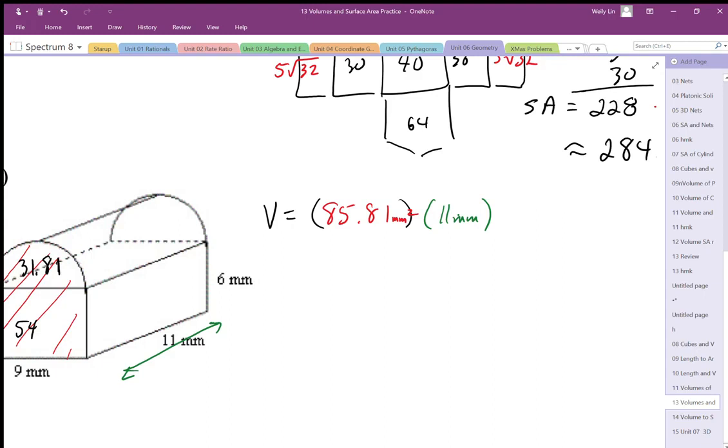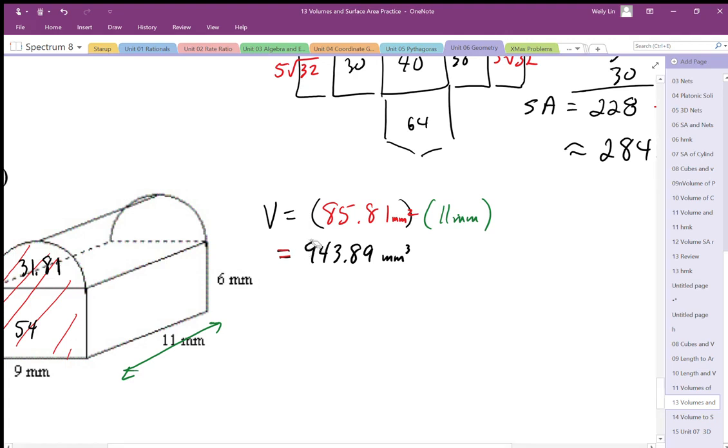Okay, so 85.81 times 11 gives me a total volume of 943.89 millimeters cubed. Now, if you're off by a little bit, that's okay. That's all going to be based on your rounding. So if you rounded differently than me, your numbers will be off by a little bit.